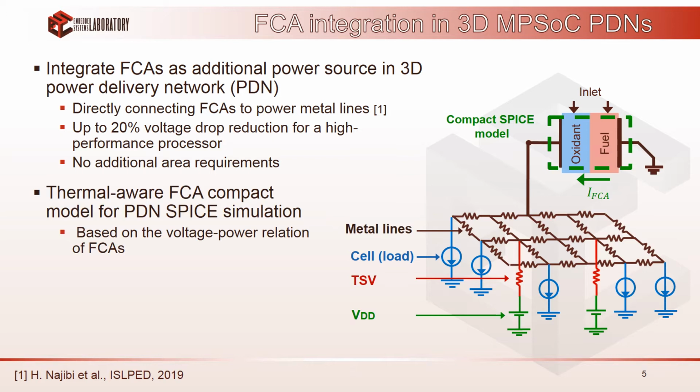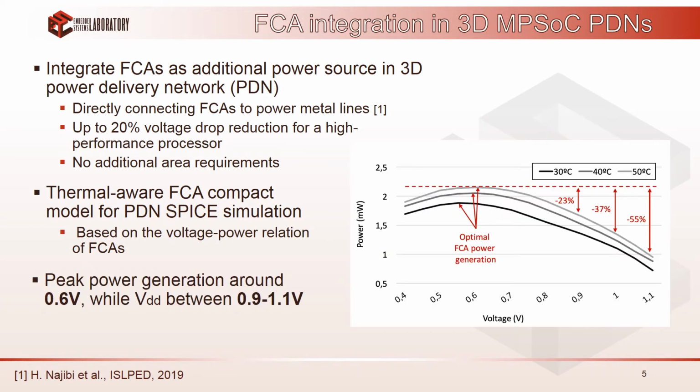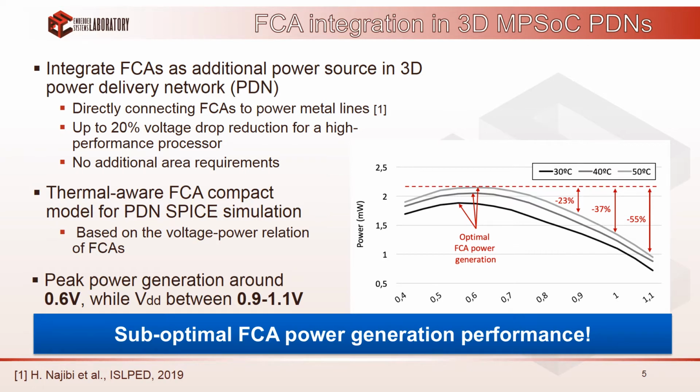To model the impact of FCAs on the power supply of 3D MPSoCs, we developed a thermally aware compact SPICE model based on the voltage-power relation of the flow cells, which is obtained using the electrothermal simulators that I mentioned in the previous slide. However, if we look at the voltage-power dependency of FCAs, we observe that the peak power generation corresponds to a voltage between FCA electrodes around 0.6 volts, while for targeted high-performance applications, the operation voltages are often between 0.9 and 1.1 volts. And hence, directly connecting FCAs to the power grid leads to a suboptimal FCA on-chip power generation.